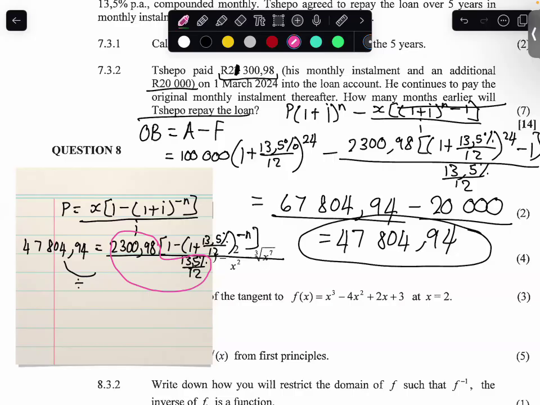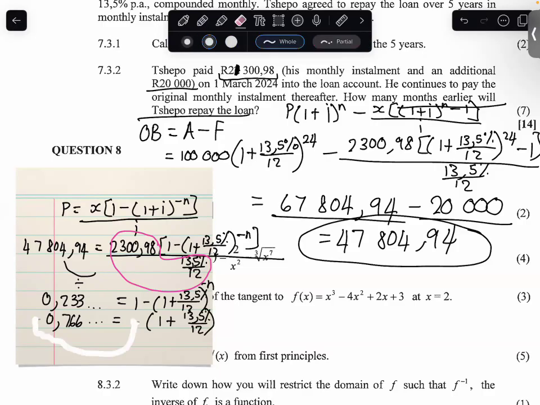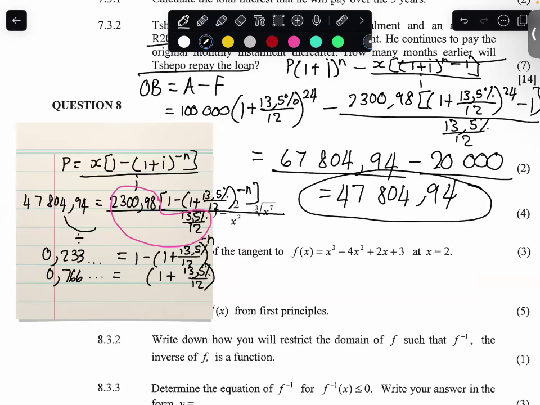All right, this gives me on this side 0,233 so on, which is equal to 1 minus (1 plus 13,5% over 12) all to the minus n. I'm going to take that 1 over, so my 1 will give me a negative 0,766 dot dot dot, which is equal to a negative 1 plus 13,5. Divide both sides by minus 1, then these negatives will disappear. Now this is all to the minus n, by the way.